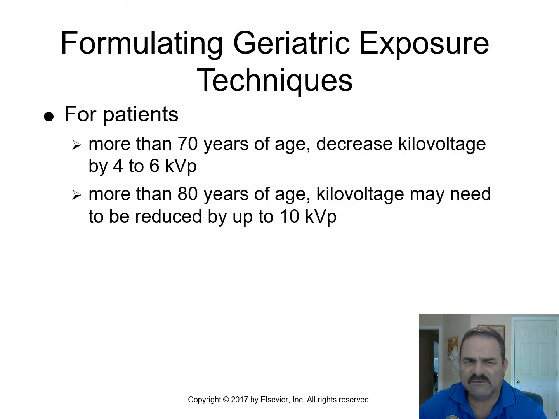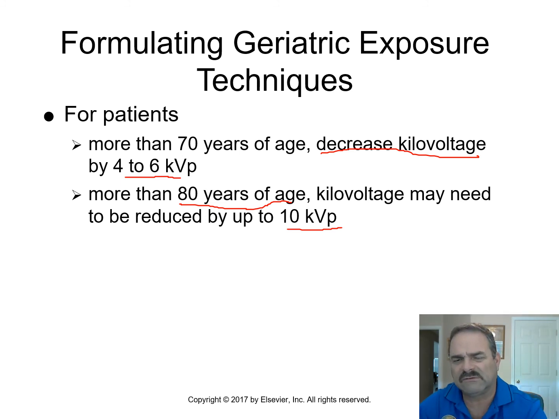Formulating geriatric exposure techniques. More than 70 years of age, decrease your kilovoltage by 4 to 6 kVp. More than 80 years of age, kilovoltage may need to be reduced all the way up to 10 kVp. So remember that. That's a nice rule of thumb that you need to post somewhere in your station so that you've got that.